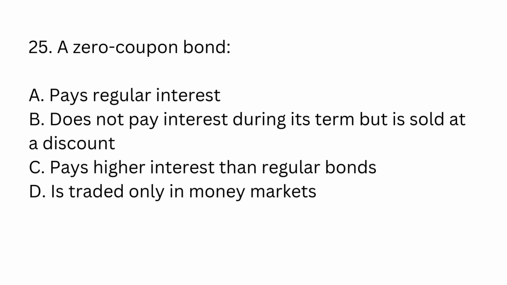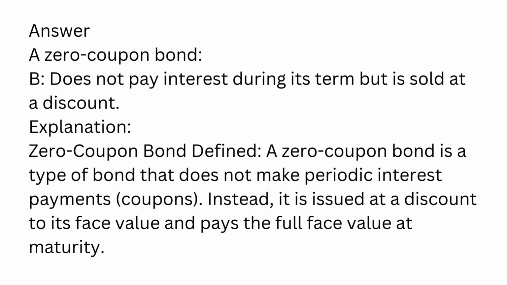25. A zero-coupon bond: A. Pays regular interest. B. Does not pay interest during its term but is sold at a discount. C. Pays higher interest than regular bonds. D. Is traded only in money markets. Answer: A zero-coupon bond B. does not pay interest during its term but is sold at a discount. Explanation: Zero-coupon bond defined.